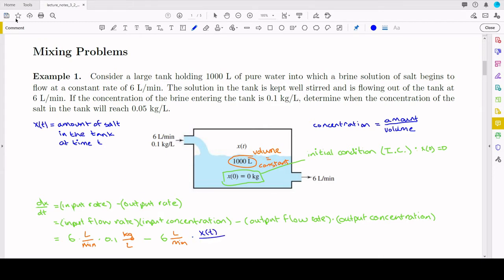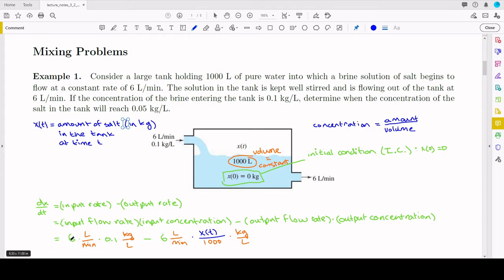divided by the 1,000, and that's again going to be in kilograms per liter because x of t is the amount of salt in the tank, and that will be in kilograms. And then we have the volume that's in liters. So maybe that's a good thing to write here, that this is the amount of salt in kilograms.